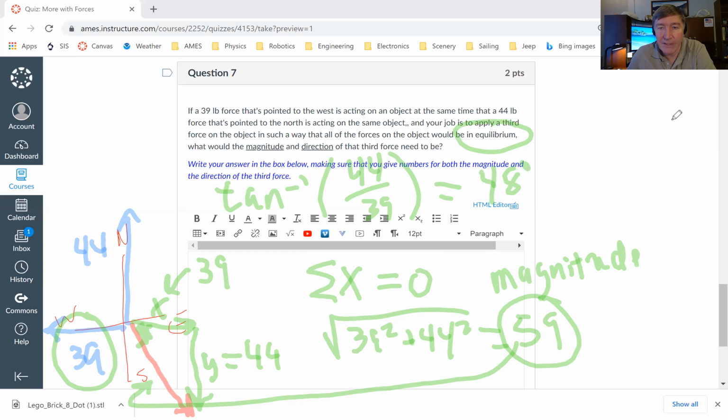So Presley, you said that it was south of east. Well, why do you say that? Can you unmute yourself? And how did you come to the conclusion that it was south of east rather than east of south?